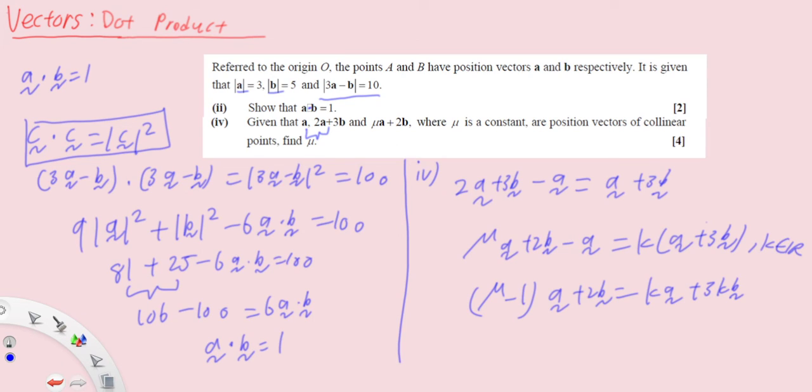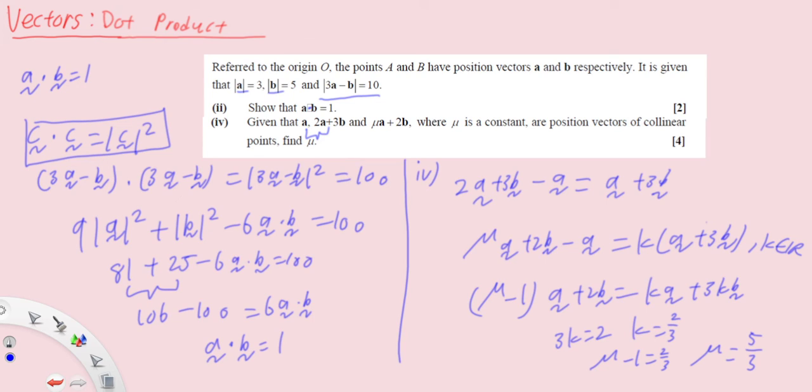From here we just compare the coefficients. 3k equals 2, so k equals 2 over 3. Mu minus 1 equals 2 over 3, and finally mu equals 5 over 3. And that's the value of mu.